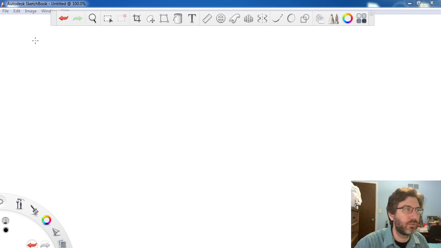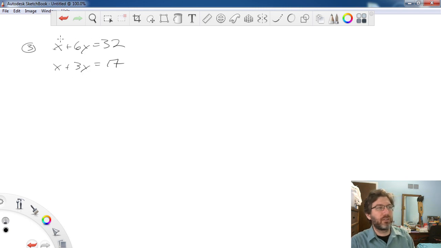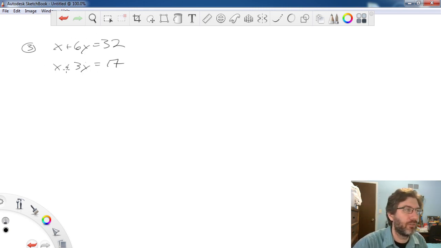3 says x plus 6y equals 32, and x plus 3y equals 17. And again, you got to get one of these to equal a variable. It could equal x for all I really care, and solve for the y first, which we haven't really done any like that, but technically it'll work. But let's solve for one of the y's. It's really your choice on which one you want to do.